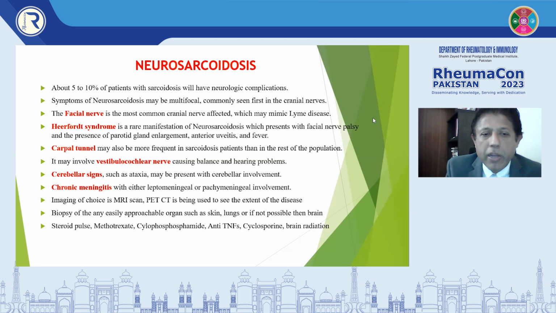Imaging of choice is MRI scan. PET scan has to be done to see the extent of the disease. And then for biopsy, as we know, if there is any extra-CNS organ available, such as lymph nodes, then that biopsy is preferred over a more invasive brain biopsy. Depending upon what the manifestation is, the treatment options are steroid pulse treatment, methotrexate, cyclophosphamide, anti-TNF, cyclosporine, or brain radiation.